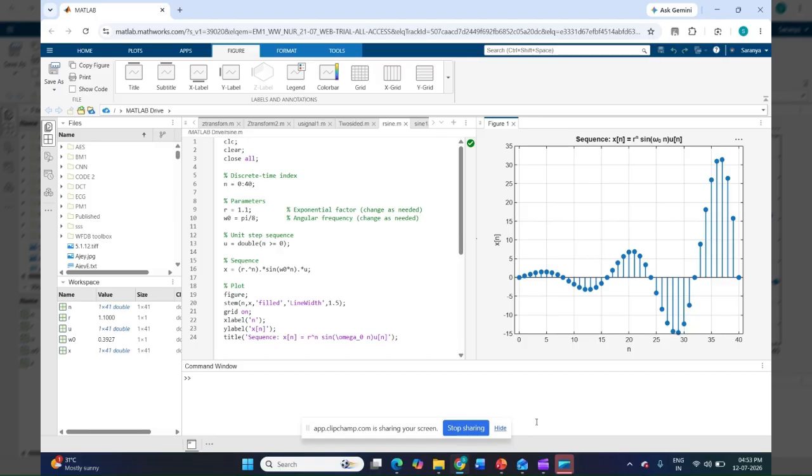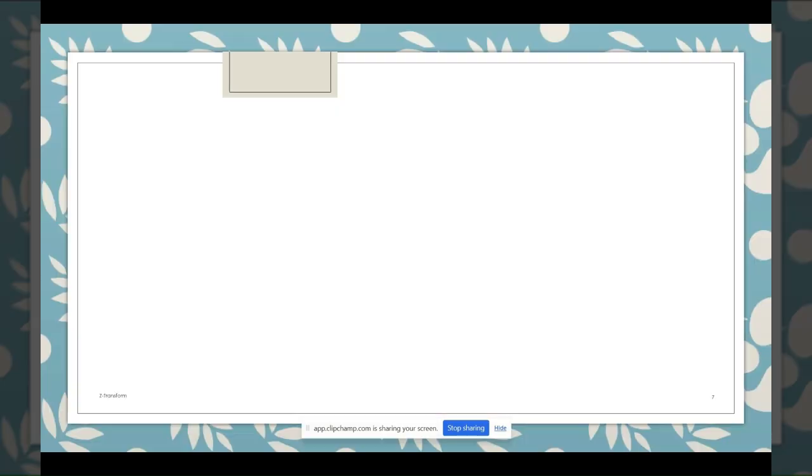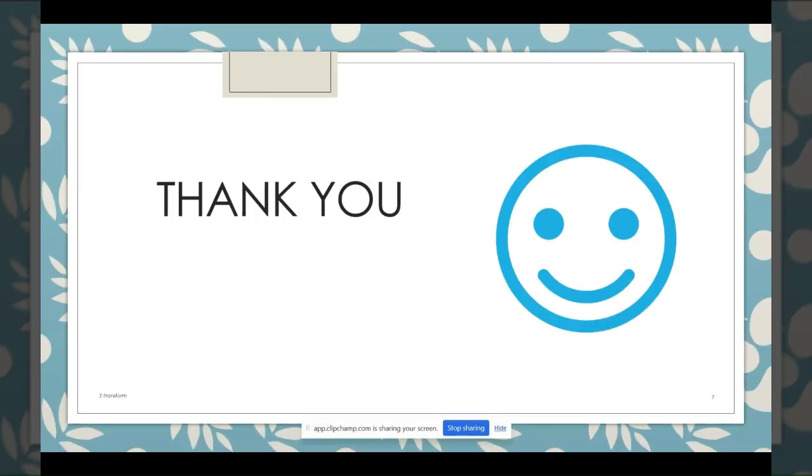Can you understand how the sequence gets modified when you do arithmetic operations like multiplication, addition of two signals, or modification of two signals? All these things you have already seen in signals and systems, but still, to recollect it, I told you in this video lecture. Thank you for patient listening.